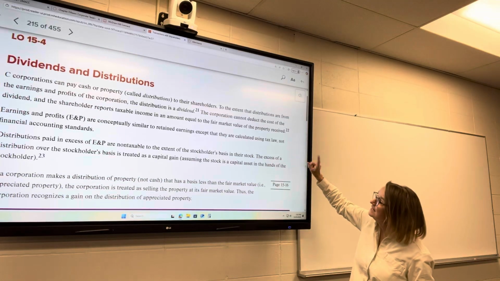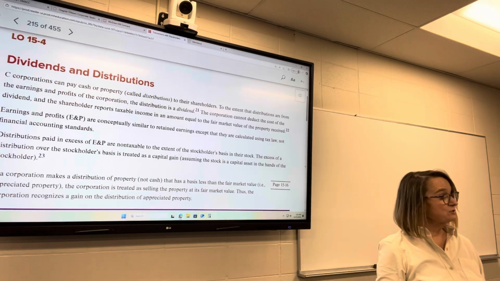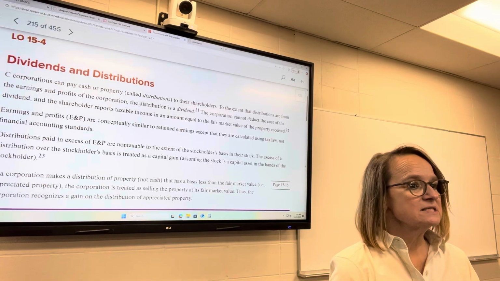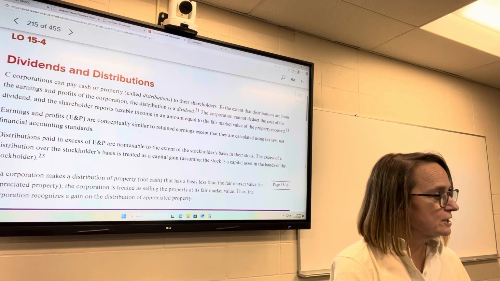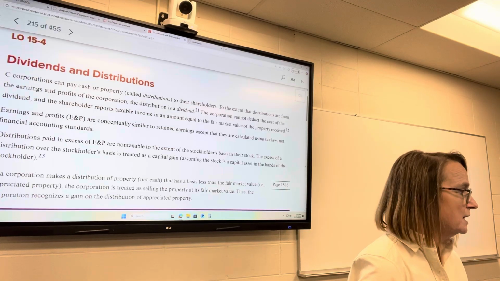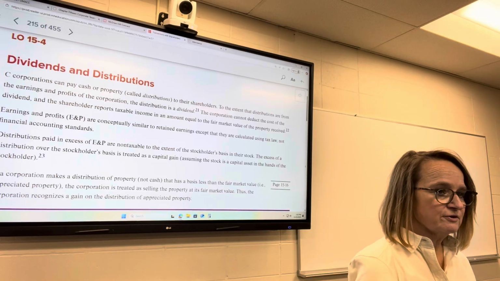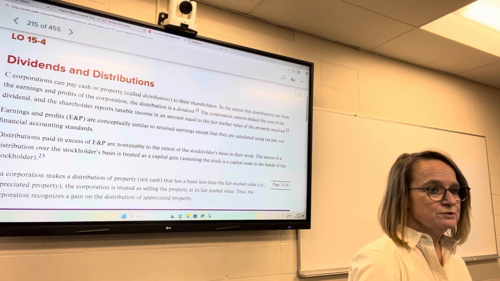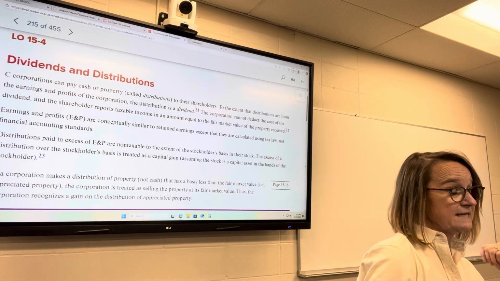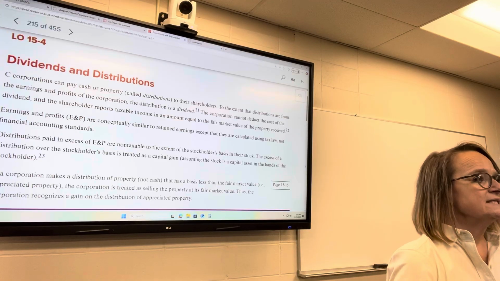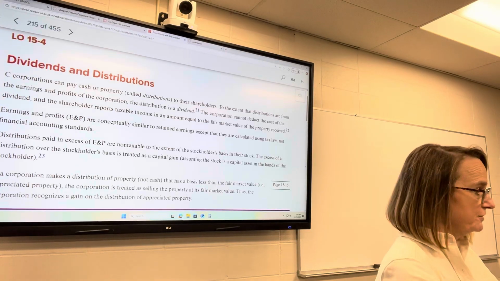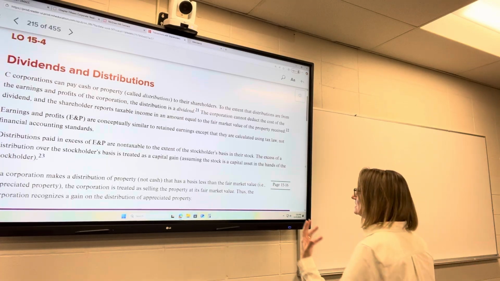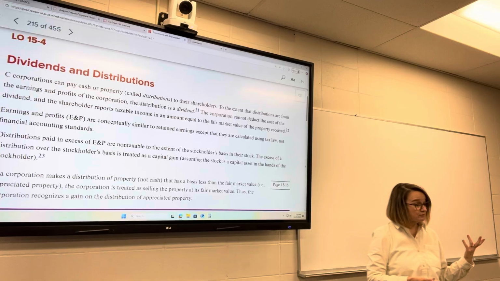If it's not from the earnings and profits, any distribution to the owner of the stock is essentially a return of capital. So if they paid $1,000 for their stock and the company pays them $500 in a distribution that's not from earnings and profits, it's essentially seen as $500 of that original $1,000 coming back. In that case, it would not be taxable because it's just a return of capital.